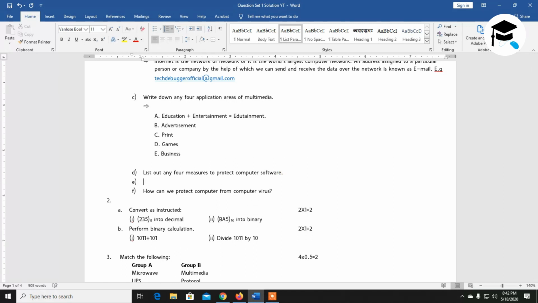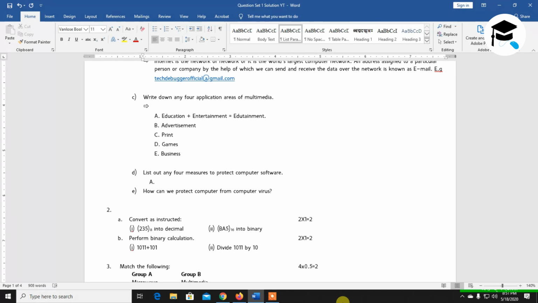Similarly, let's move towards the another section. List out any 4 measures to protect computer software, and see there another question: how can we protect computer from computer virus? Both questions seem similar, but you need to understand the basic difference.